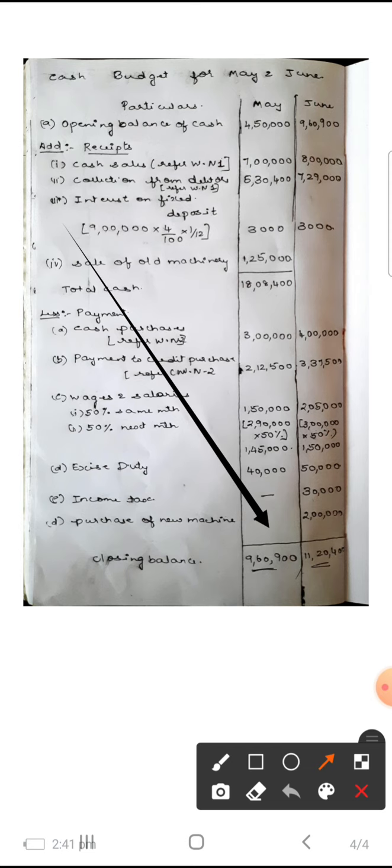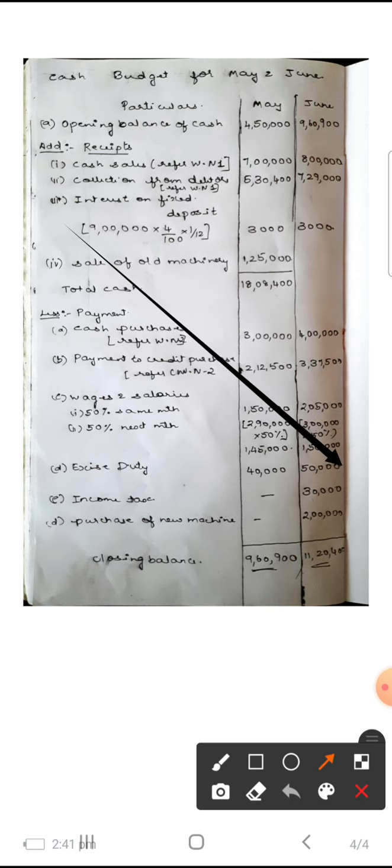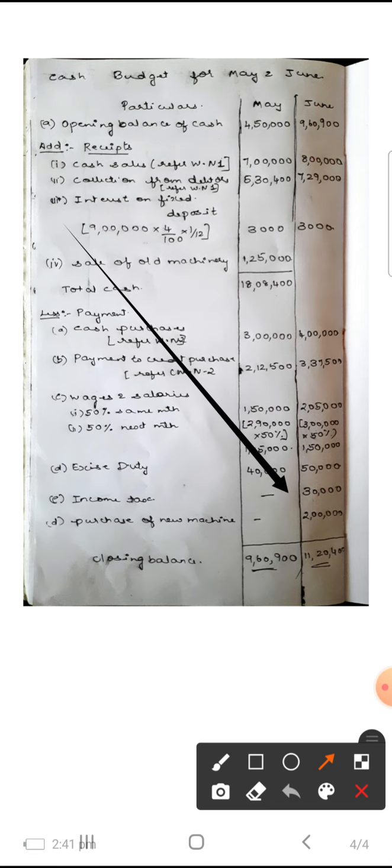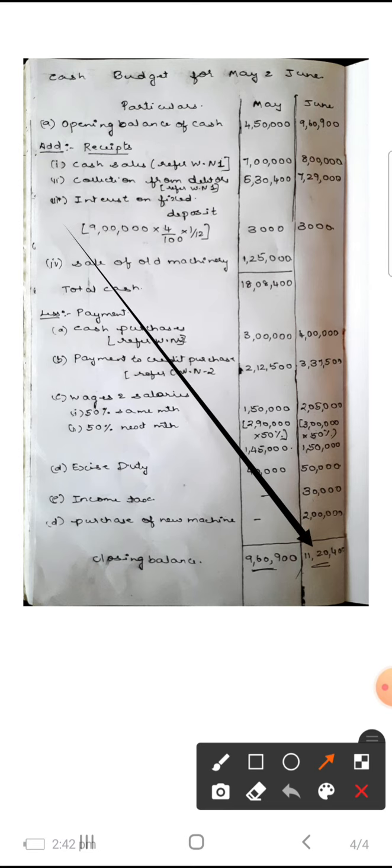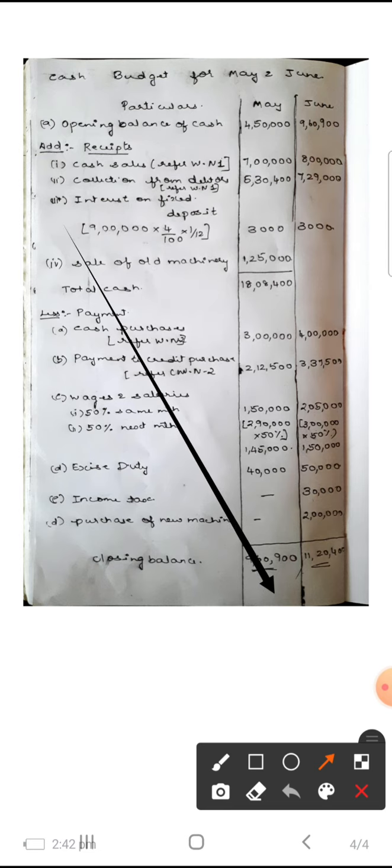After that, calculate the 50% for the next month, so that you will get excise duties. April's will be paid in May, May's in June, like that. Income tax also, first it is dash, next month it is paid, so it is June. Purchase of machinery, payment is made in the month of June. Now deduct, you will get 9,60,900, you put here and total it.